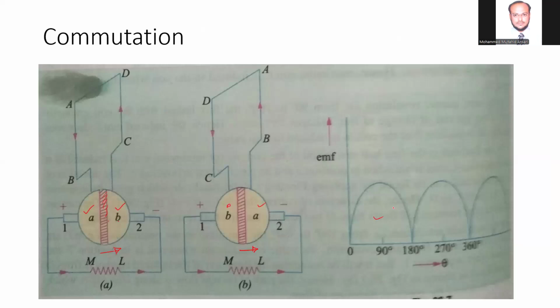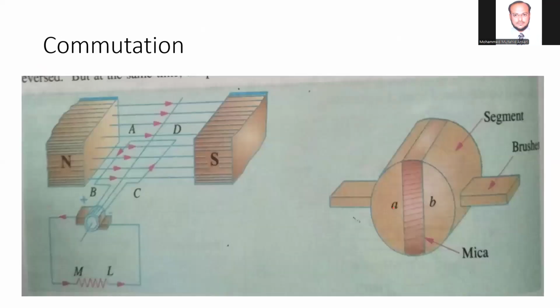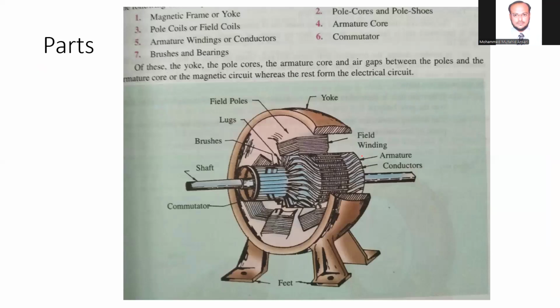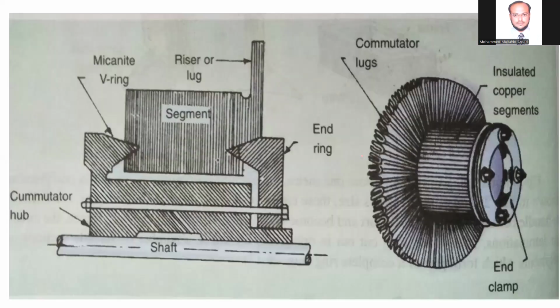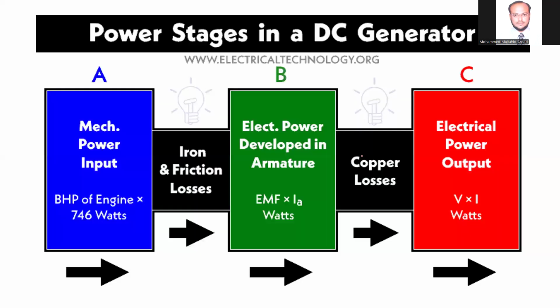This is the way you will find such a diagram in the book, so do not get confused. This is the commutator segment and these are the brushes. I have especially taken the diagram from the book so that when you read from the book, it becomes easier to understand the construction, the main parts, and the function of each part. Again, it is the same thing we have seen in the three-dimensional diagram. These are some diagrams related to DC generators, armature winding, and so on.